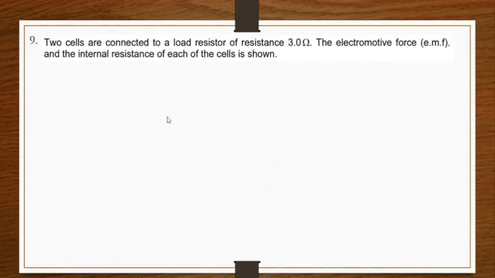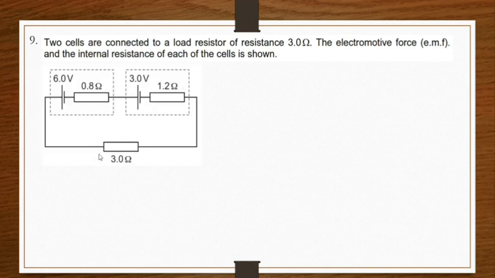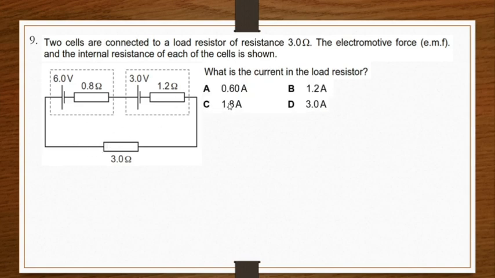Number 9, two cells are connected to a load resistor of resistance 3 ohms. The EMF and the internal resistance are shown. What is the current in the load resistor here? First, you are given some options. We are using the second Kirchhoff's law here. So first of all, I will draw the direction of current that is flowing through the load resistor. And the current will be shown here by the green arrow. This is the current. And after drawing the direction of the current, I will draw the direction of the loop. The direction of the loop, I give it the same direction as the direction of current.